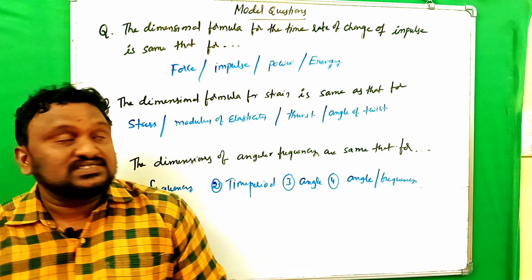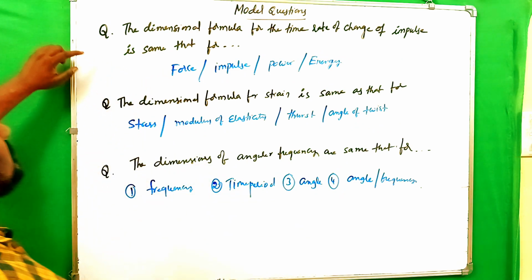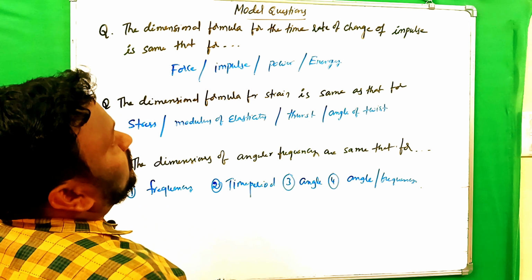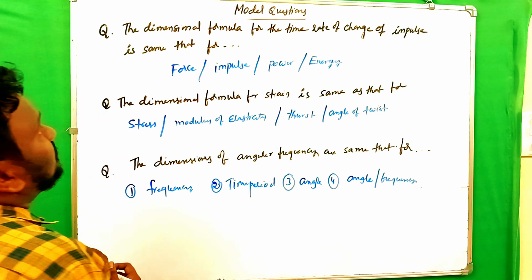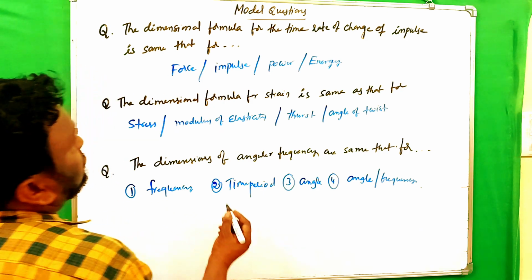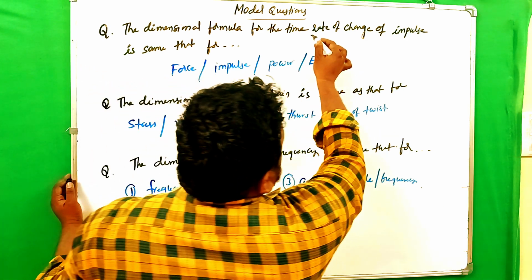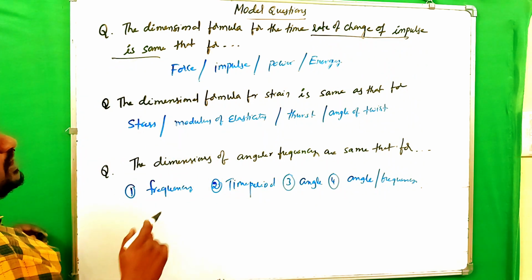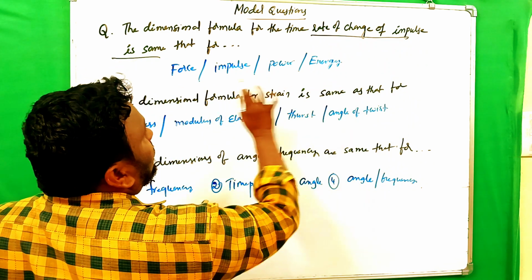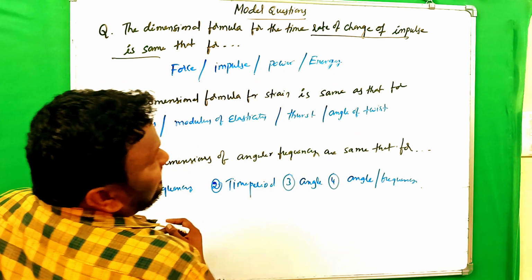See some more questions. The first question here: the dimension formula for the time rate of change of impulse is the same as that for which of these? The options are force, impulse, power or energy.